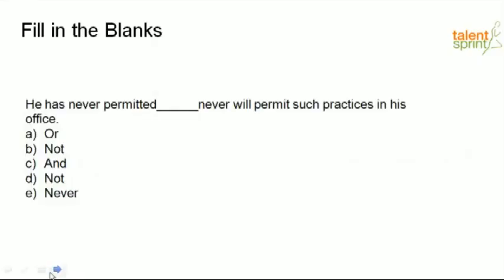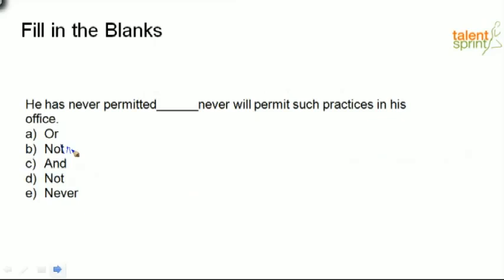He has never permitted dash, never will permit such practices in his office. The options are: or, nor, and, not, never. He has never permitted. So in fact, looking at the options, B and D are repeated. B is in fact "nor," N-O-R, and D is "not," N-O-T.